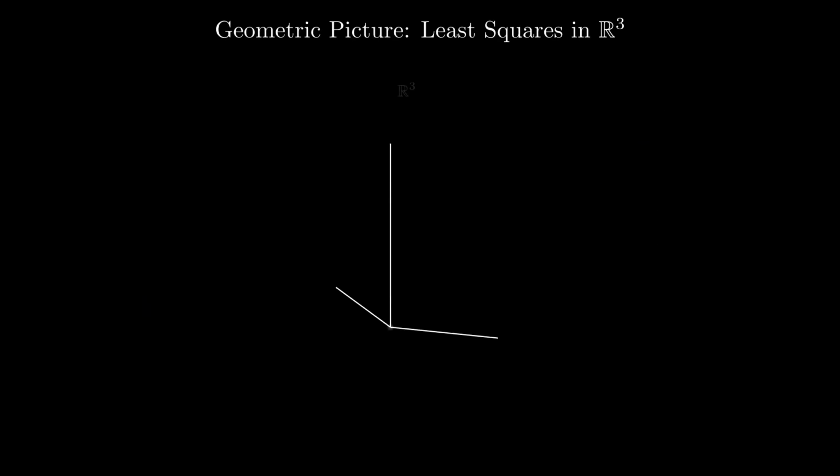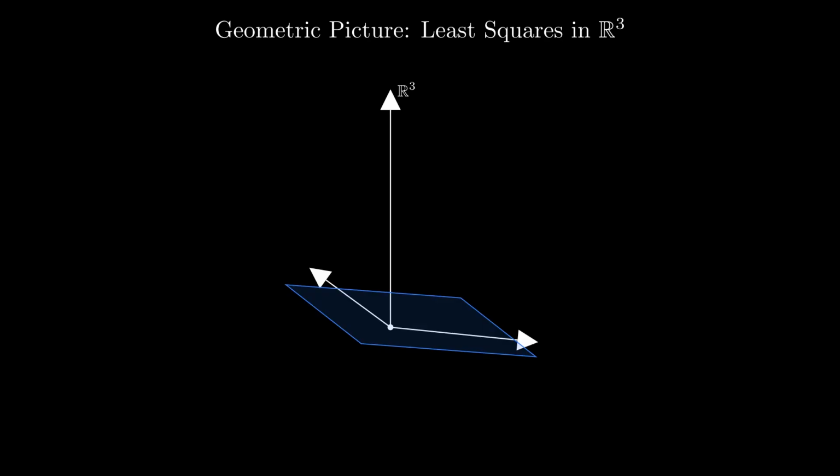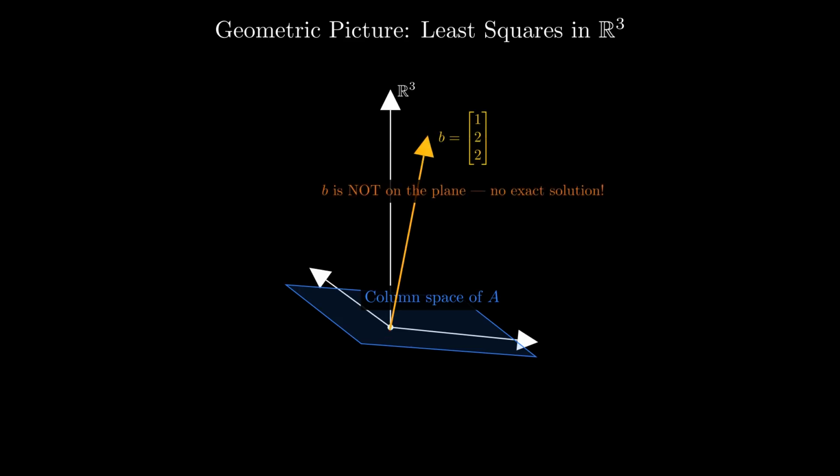Here's the geometric picture. Every choice of c and d produces a vector Ax in R3. All possible outputs form the column space of A, a 2-dimensional plane sitting inside R3. The column space is the set of all vectors that A can produce. Our data vector b lives in R3, but it doesn't lie on that plane. That means no exact solution exists.